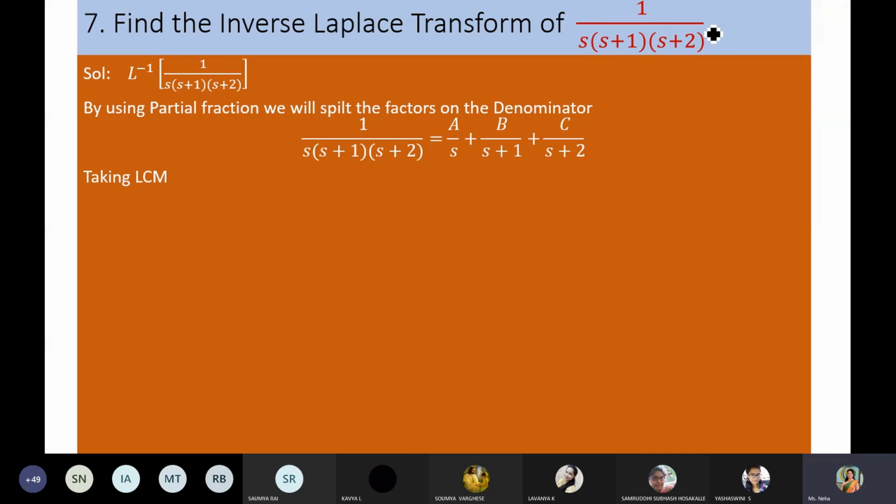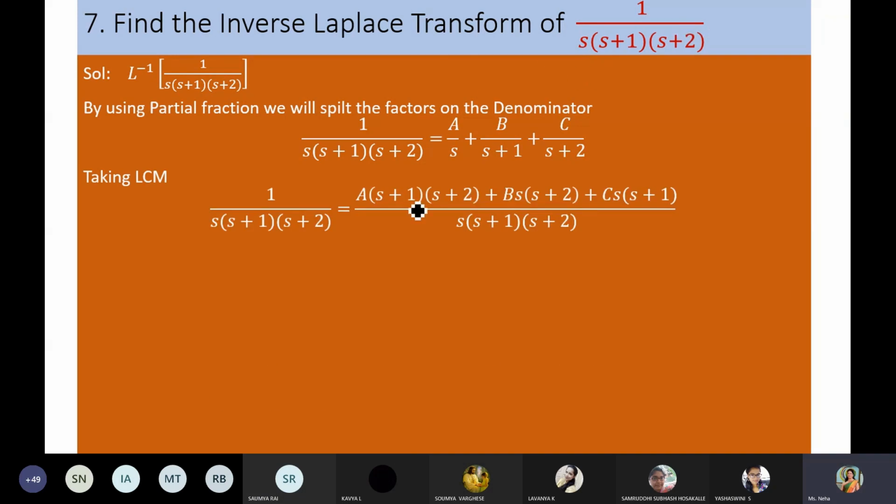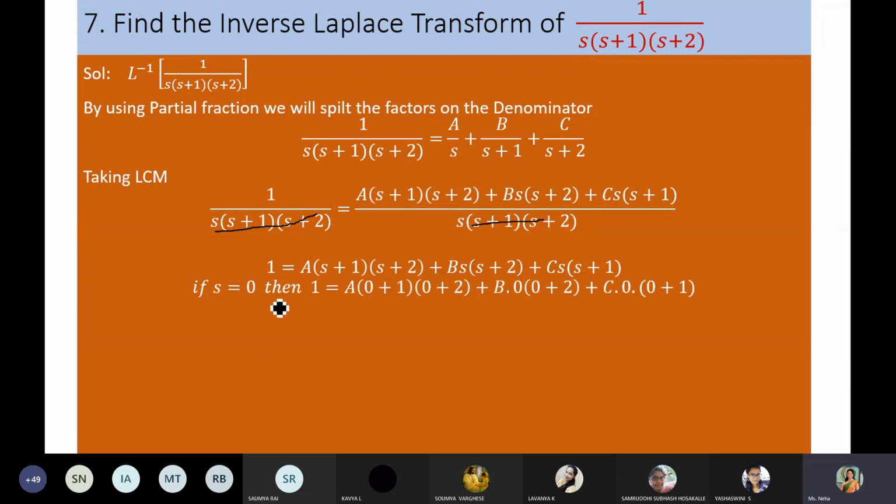We will take the LCM on our right hand side, and always remember the left side denominator and right side denominator are going to be the same. So most of the time both denominators will get cancelled out, and we just have to compare the numerators. Now you will take different values of s so that some of the terms become 0. Since you have s, first we take s equals 0. If s is 0, substitute the values. You will get a equals 1 by 2.